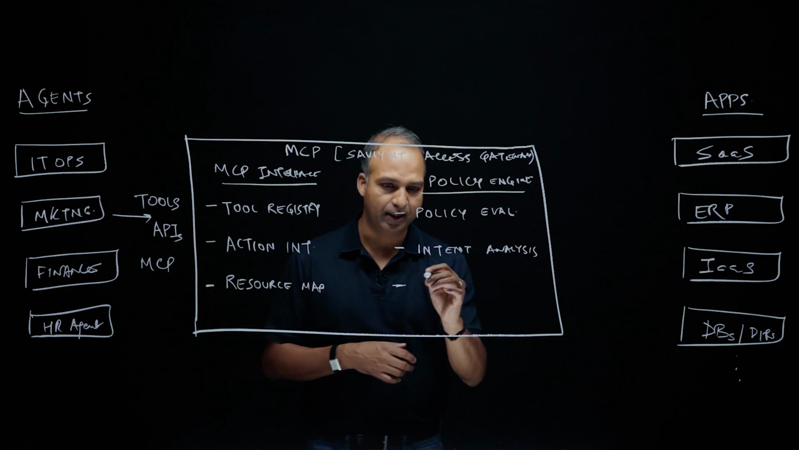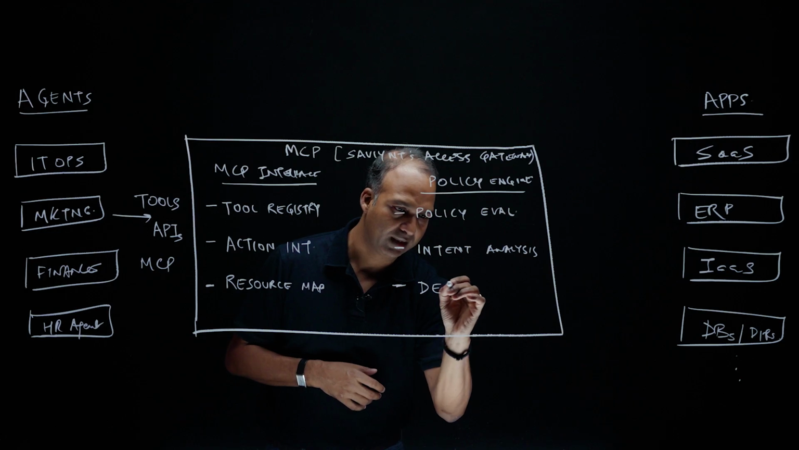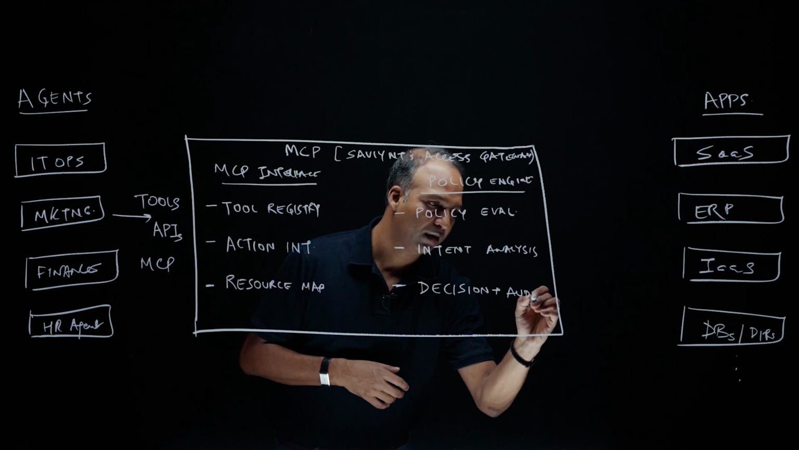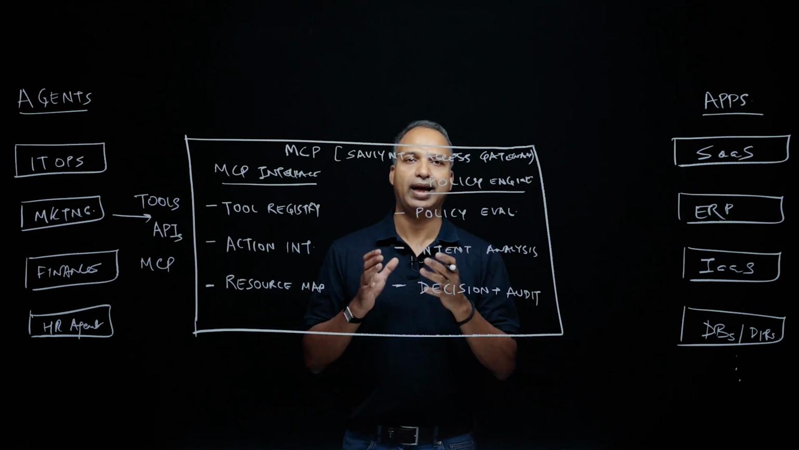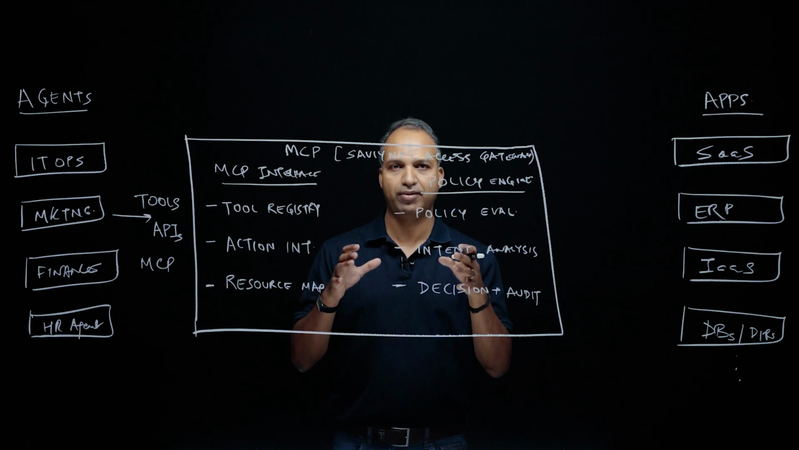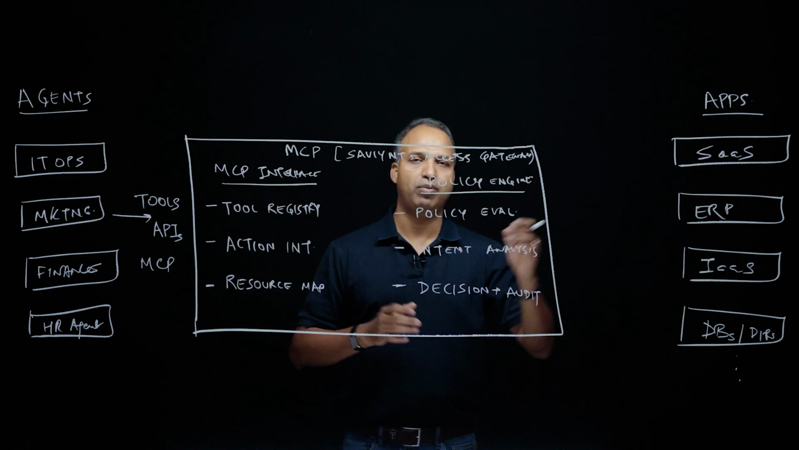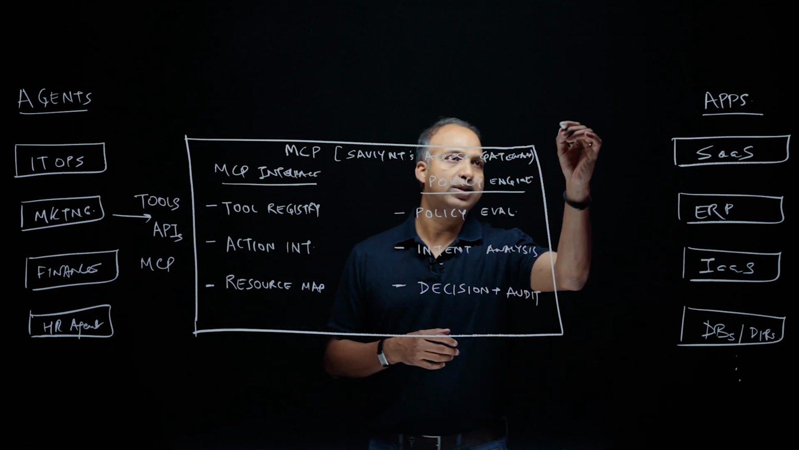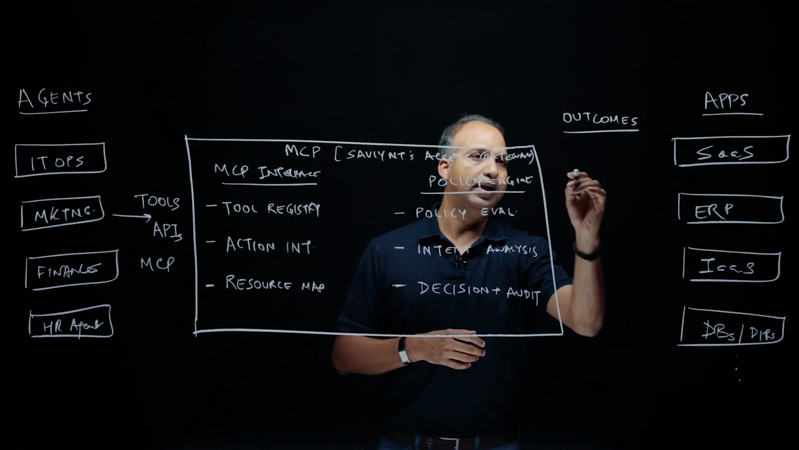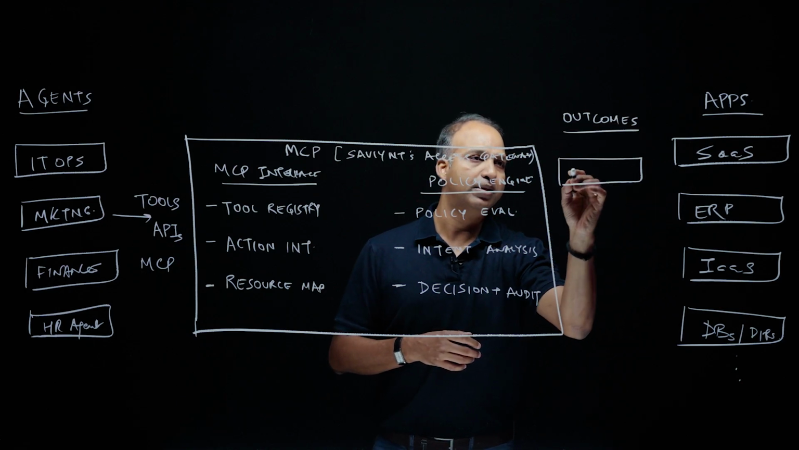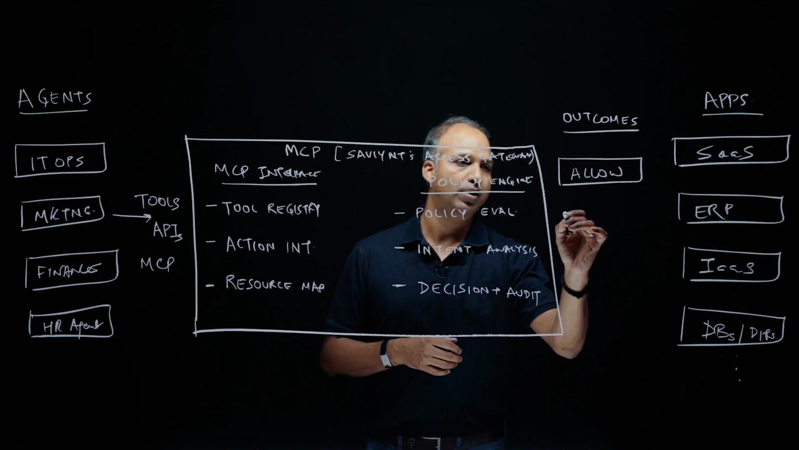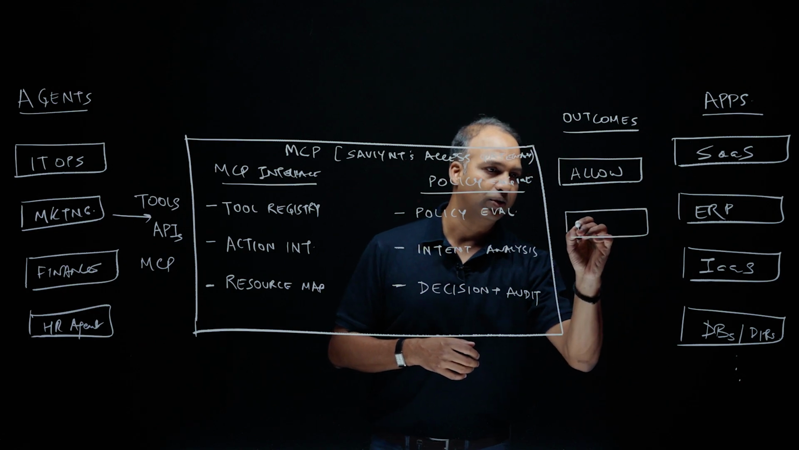And the last one here in this case is going to be your decision plus audit, which means at any and every point of time, what is the final decision which this component is going to have for this agent to perform on a target application. Because this basically drives the different outcomes the gateway can have. And it is as simple as either your transaction is going to be allowed or it is going to be blocked.